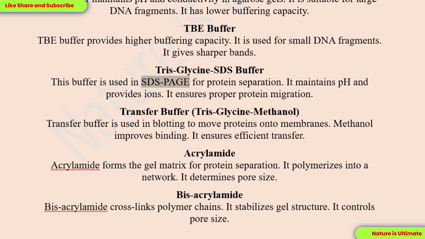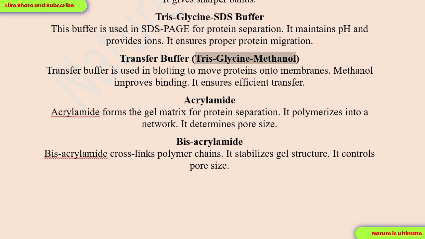Tris-SDS buffer. This buffer is used in SDS-PAGE for protein separation. It maintains pH and provides ions. It ensures proper protein migration. Transfer buffer, Tris-glycine-methanol. Transfer buffer is used in blotting to move proteins onto membranes. Methanol improves binding. It ensures efficient transfer.